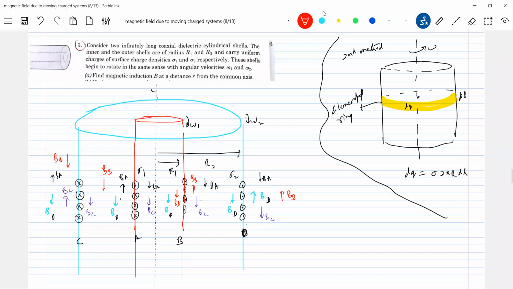Now directly we know the magnitudes, no? The field produced by C and D should be equal. The magnitude should be equal. BC equal to BD is equal to how much? Mu naught sigma R omega by 2. Mu 1, no? So it is mu naught sigma 2 R2 omega 2 by 2. Yeah. Now similarly, the field produced by A and B, mu naught sigma 1 R1 omega 1 by 2. Then take the superposition of all, you'll get the required answer.